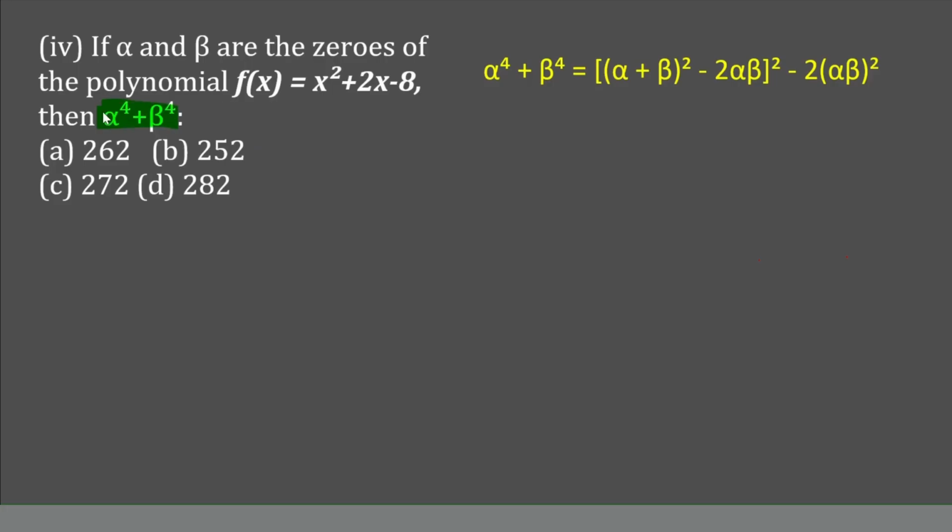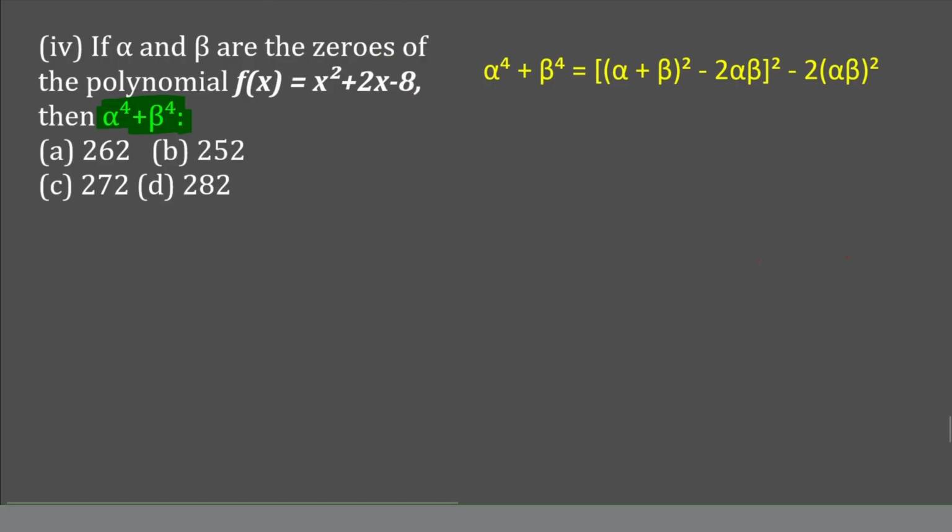Now to find the value of alpha raised to the power 4 plus beta raised to the power 4, we are going to use this identity. Well, this is a derived identity and I suggest you should better learn it. So it can be written as alpha plus beta whole square minus 2 alpha beta, that is whole raised to the power 2, minus 2 times alpha beta whole square. Now it's very clear that we need to find out the sum and the product from here.